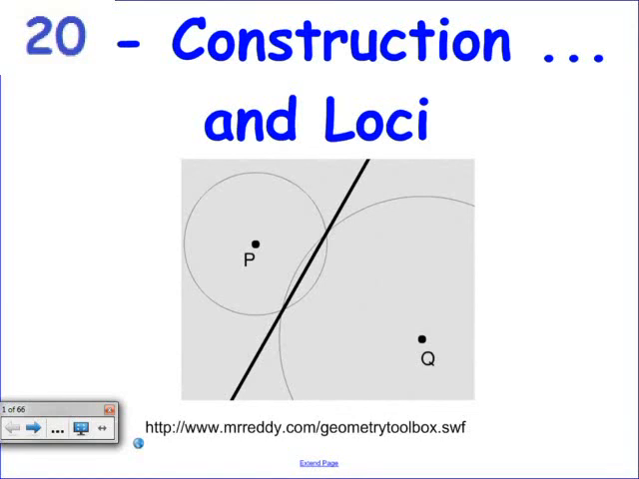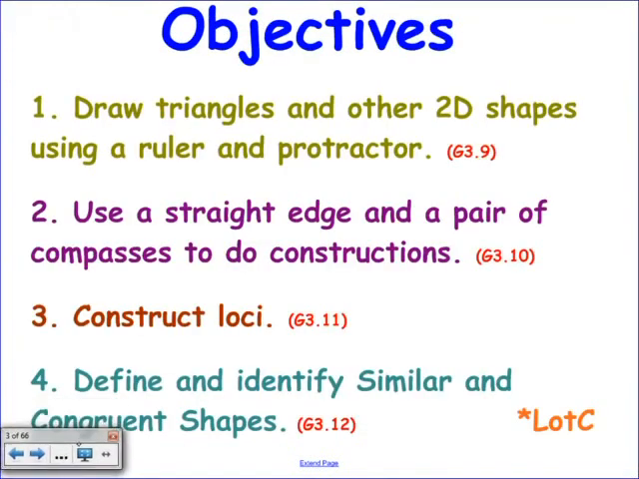Construction and Loci. The objectives for today's lesson are, first of all, to teach you how to construct triangles, because we're familiar with triangles. We've been doing triangles ever since we started this whole Unit 3. And we're also going to teach you to draw other shapes. To draw these shapes, we're going to use a combination of rulers, protractors, and so on. That's what the first two objectives are all about.